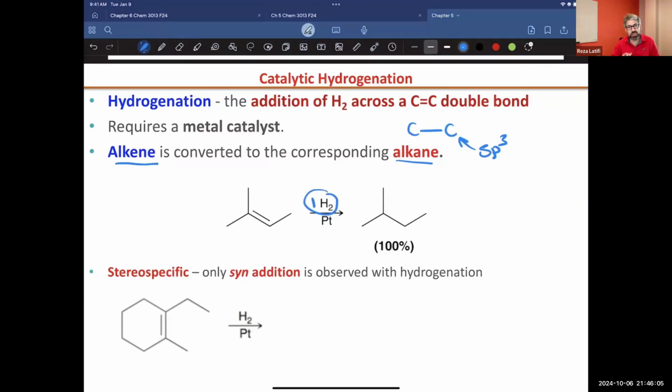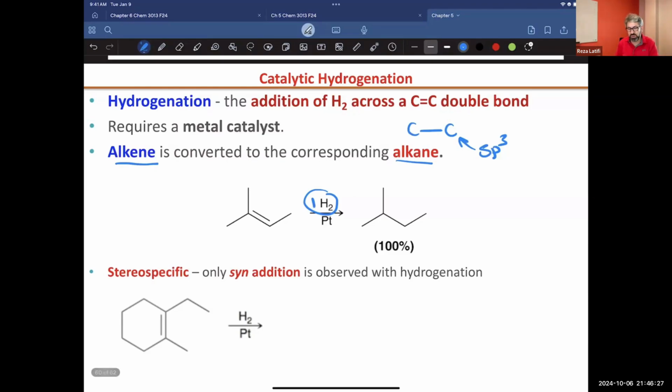Technically, per each degree of unsaturation, and in this case we have only 1 double bond, so the degree of unsaturation is going to be 1, we need 1 mole of hydrogen gas. And the reaction is going to go through a syn addition. That means it will happen from one side of the molecule. Because it's happening from one side, we say it's stereospecific.